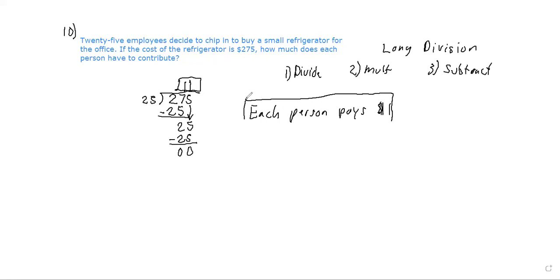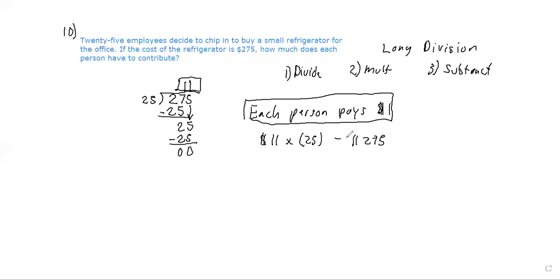Now you can check your answer very simply by doing this. Multiply 11 times 25, because we have $11 per person and 25 people donating. If we do that, we should get $275 back. So that's a proof, or a test, to make sure you got the right answer. Go ahead and try that on your calculator. It's a quick way to check yourself if you're not sure about your answer.